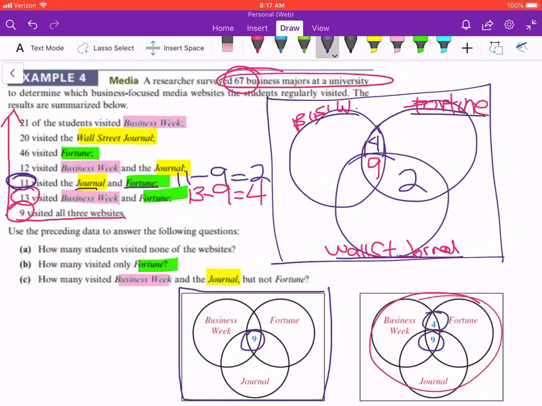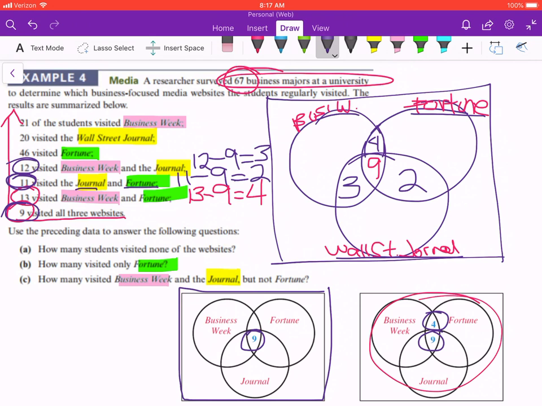Now, for our third double intersection, we have that 12 students visited Business Week and the Wall Street Journal. But we already know that 9 of them visited all 3 websites, so then we need to subtract the 9 so that we don't have any repetition going on. And so that 3 will be placed here.